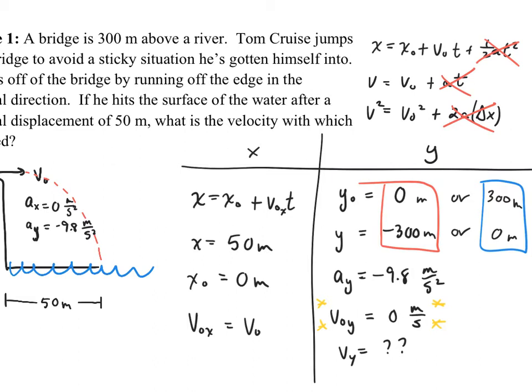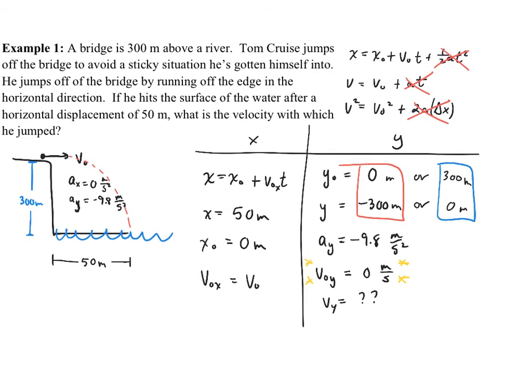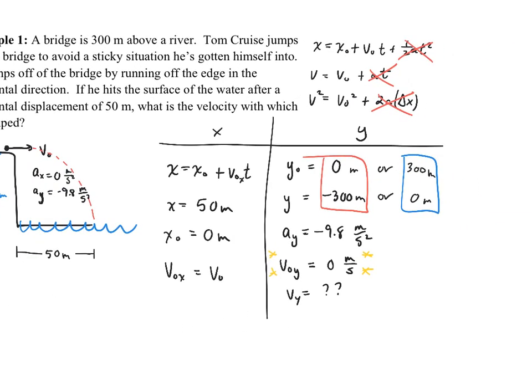Time is your linking variable. Because it links the x and y directions together. What I mean by that is there's not much I can do in the x direction, unfortunately, because I have too many things unknown. I'm missing both v0 and t.